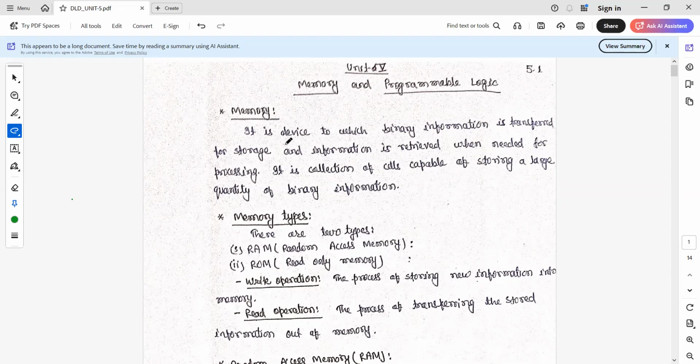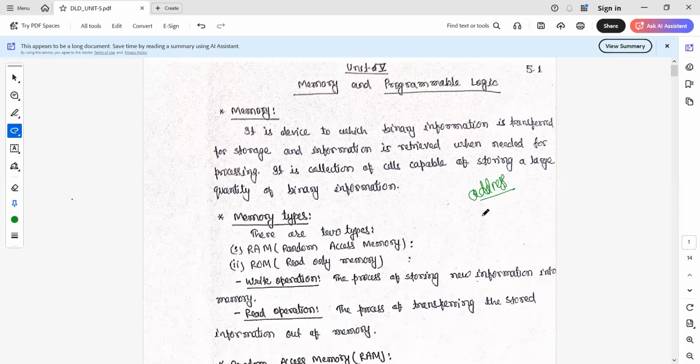Memory is the device that stores binary information, and here you can perform the read and write operation with the help of an address. Memory consists of various cells, and if you want to store or retrieve information, that particular address is required. So selection of the particular address is always important to choose the particular cell.